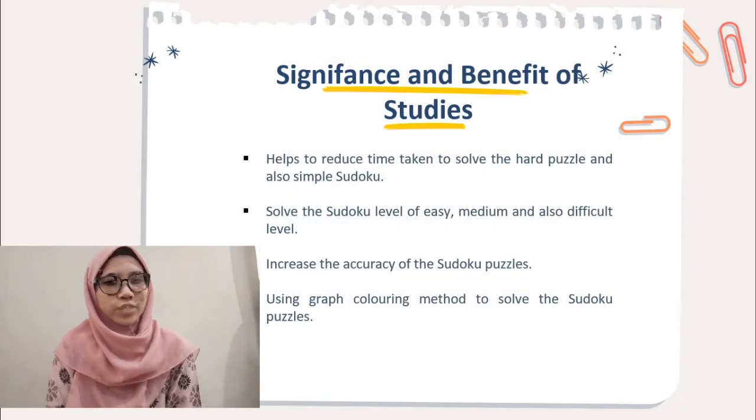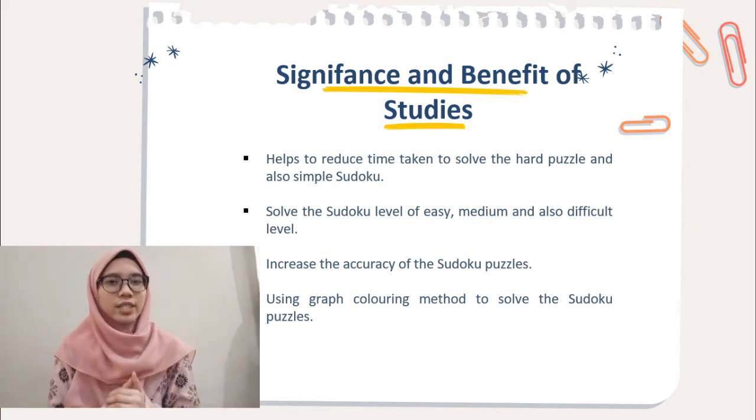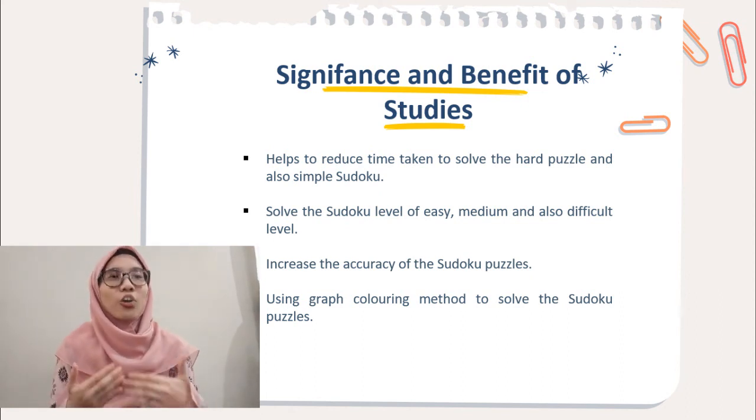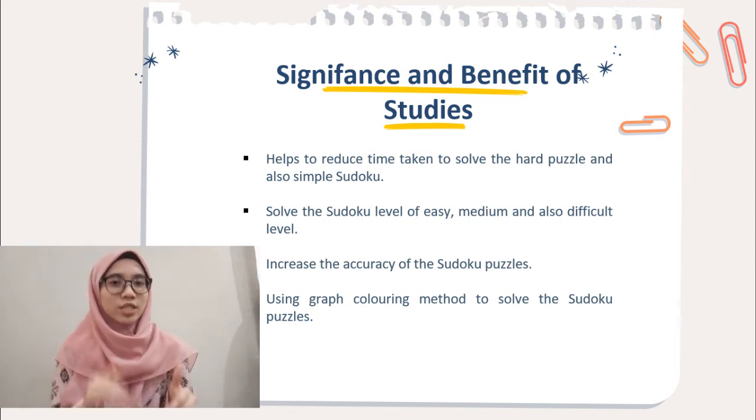Let's move on to the significance and benefit of the project. The technique used to solve the Sudoku in this analysis is graph coloring. Graph coloring is considered a special case of graph labeling, which is known as the application of marks that are traditionally known as colors to a graph element subject to certain constraints.